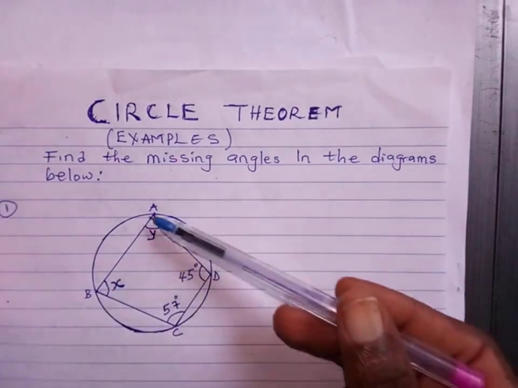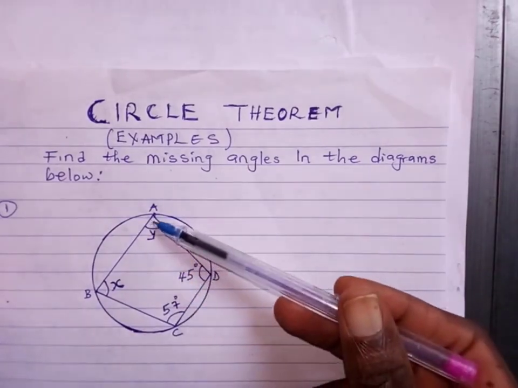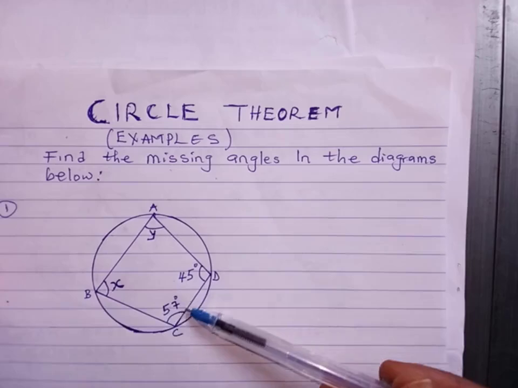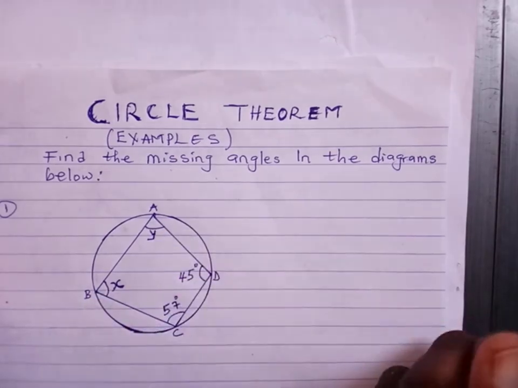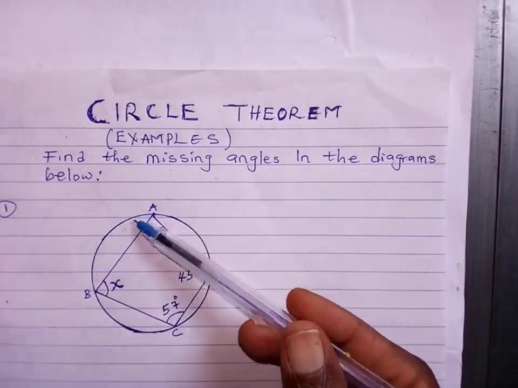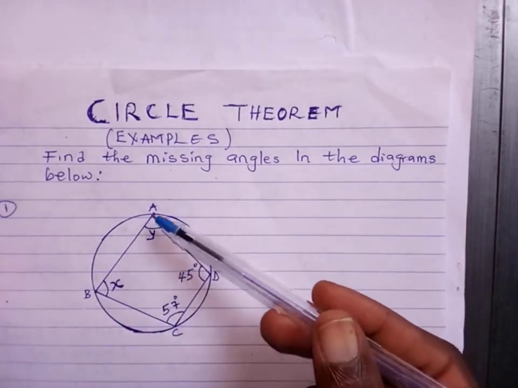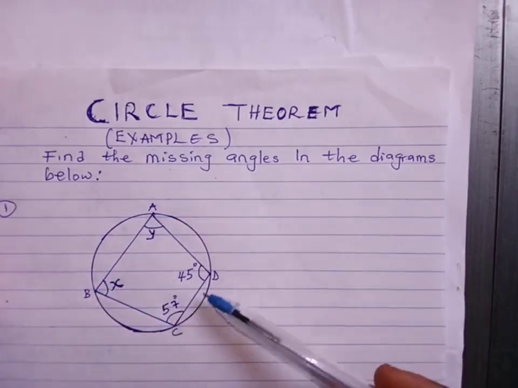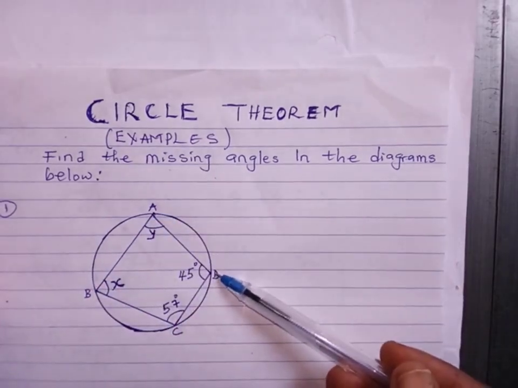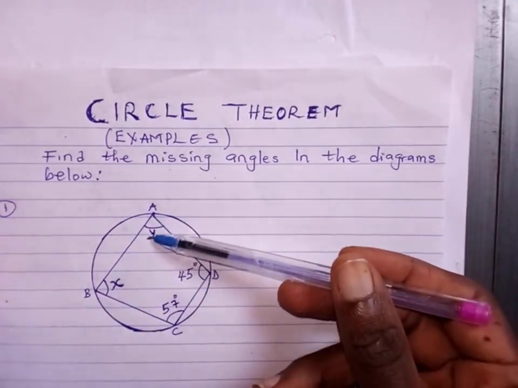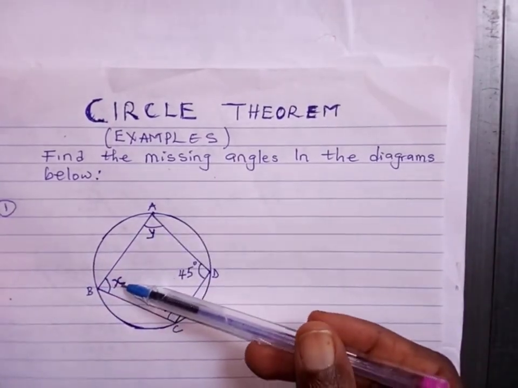Now, this is a circle, and we have a quadrilateral inscribed into the circle. So we'll call this a cyclic quadrilateral. That's the name of this shape. It has edges A, B, C, and D. Okay, now how do we find Y and how do we find X?